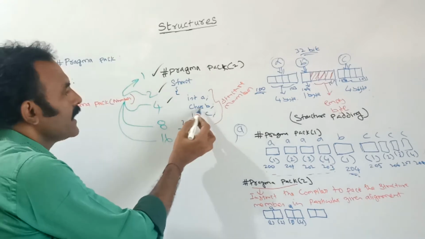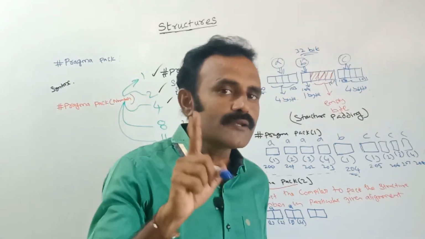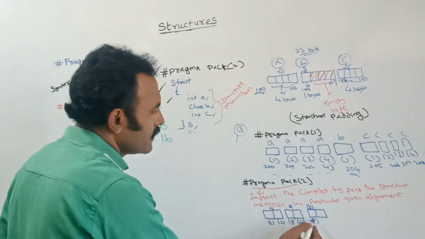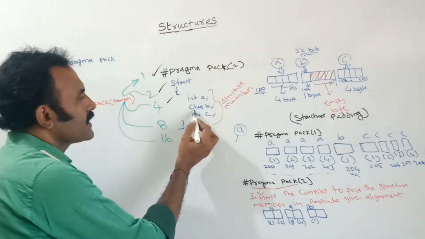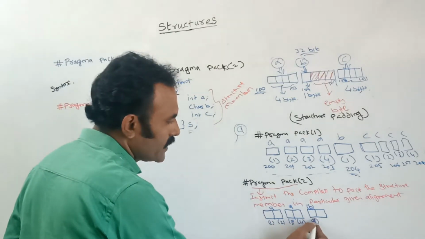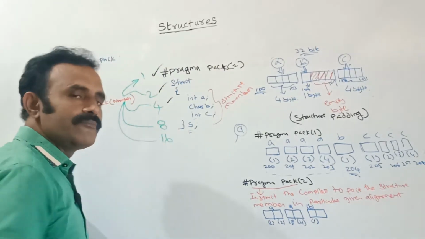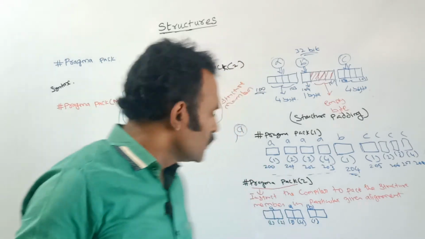Next here is character B. What is this character? Character is a single byte. So this B is aligned here. What is the default size of character? 1 byte. So it occupies 1. Next one is C. How many bytes? It contains 4 bytes.